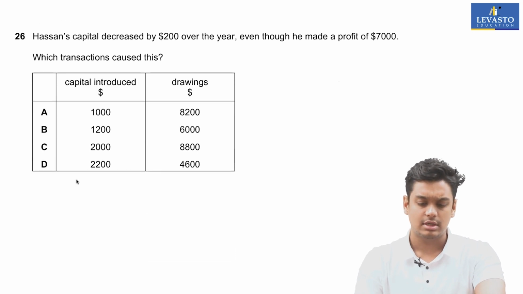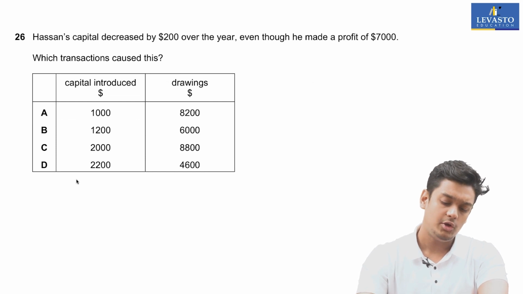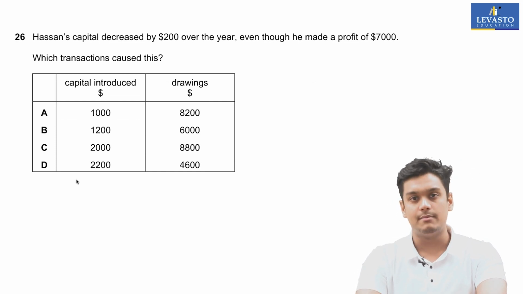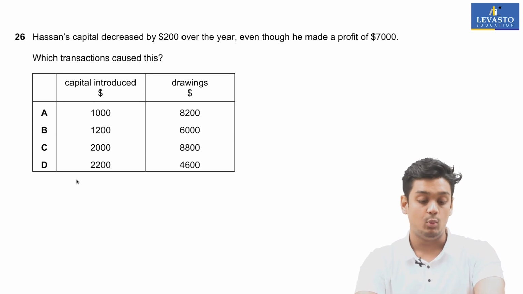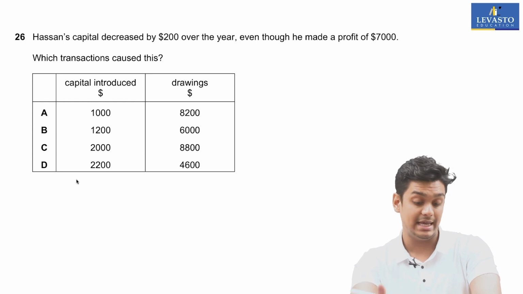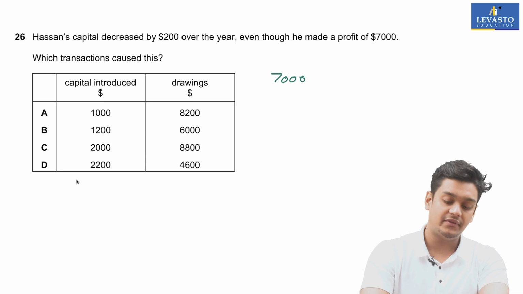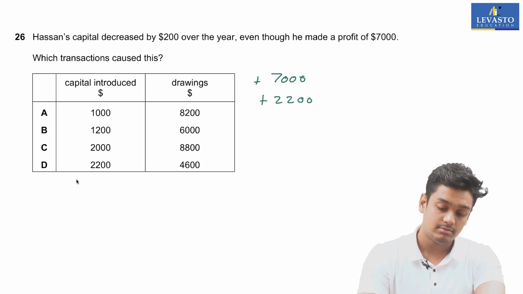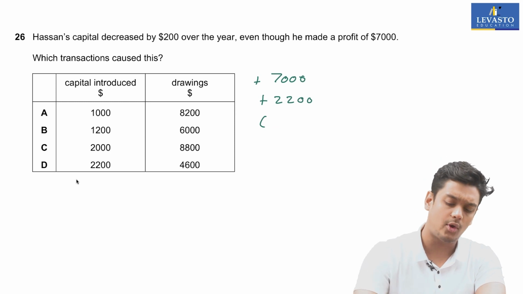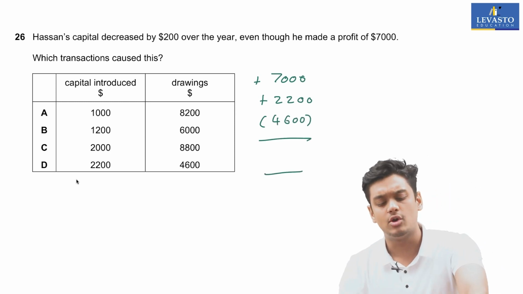26th question, kind of an easy question. Now, you can learn this through trial and error. They are saying the capital decreased by 200 even though he made a profit. Which transaction happened? So, let me just take the fourth one. 7,000, you made a profit of 7,000. You introduced capital 2,200 and you took out drawings 4,600. What's the change in your capital?